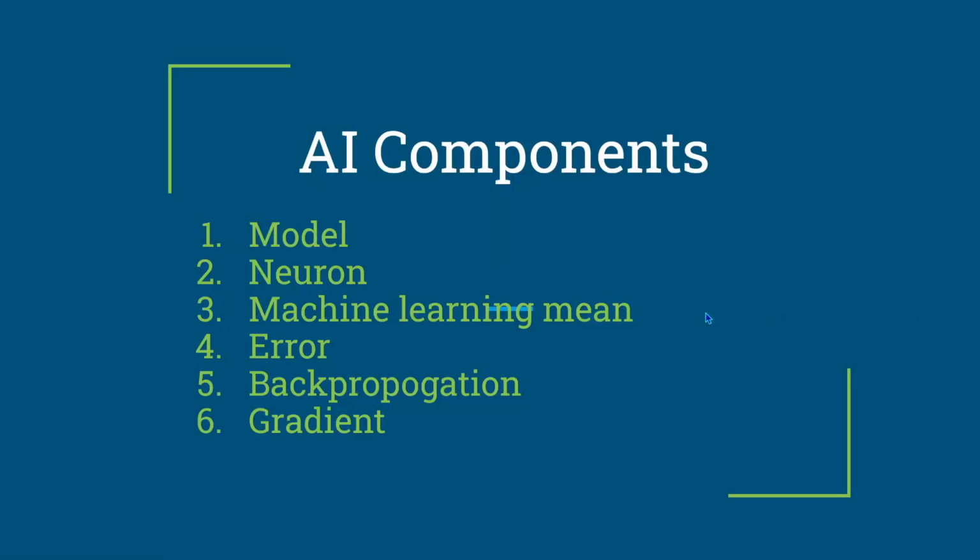Let's introduce the AI components that we are going to use going forward. First, model. Second, neuron. Third, machine learning meaning. Fourth, error. Fifth, backpropagation. Sixth, gradient.